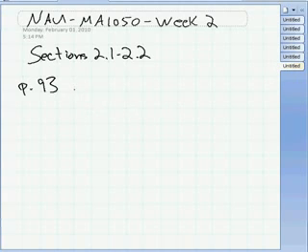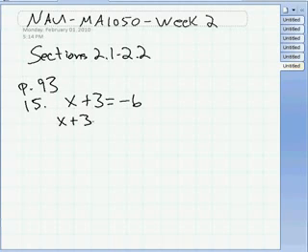Which is in section 2.1, and the first problem that we're going to work is problem number 15, and it tells us x plus 3 is equal to negative 6, and our job is to solve this equation for x, which means we need to isolate the x variable. In this case, we're going to subtract 3 from both sides of the equation. I'm subtracting 3 because I have a positive 3 term here that I want to get rid of, because my goal is to isolate the x variable.